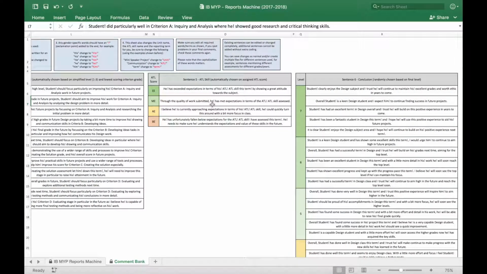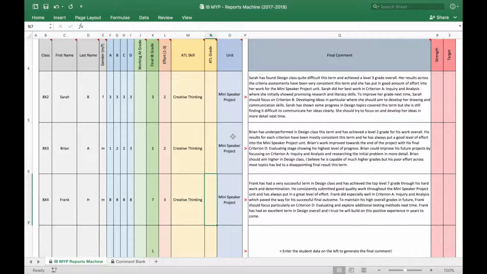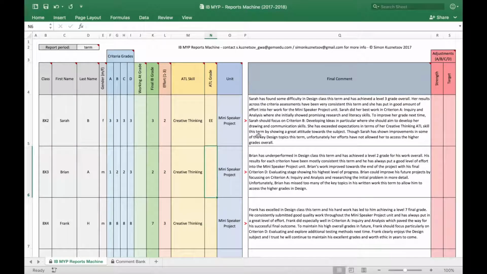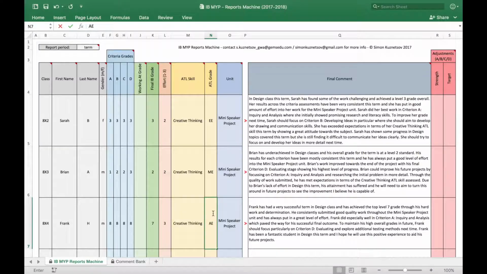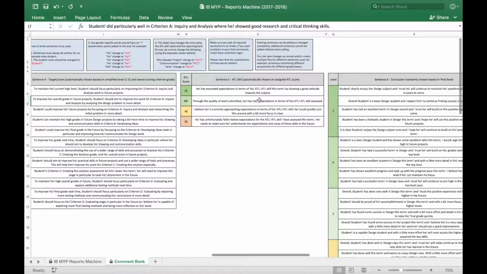Sentence 5 is ATL skills. Now, I don't think I mentioned this before, but you can actually remove that sentence altogether. So if you don't want to mention ATL skills in your reports, you can just remove the grade. And that actually deletes the sentence from this. If you do want to use it, you can just score them on exceeding, meeting, approaching, and so on. And depending on which grade you put in here, it will choose one of these 4 options.